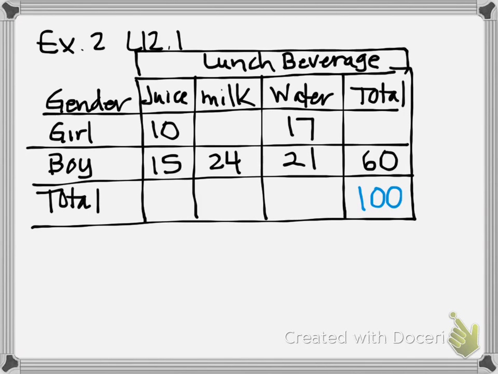Alex, you're supposed to be copying this down, please. Yeah, this is your notes, so you got to copy this down. So again, I'll add one more piece of information since many of you weren't listening. "100 students surveyed." Hence the 100 in the corner.